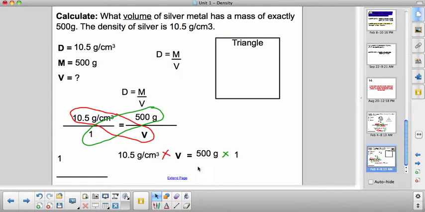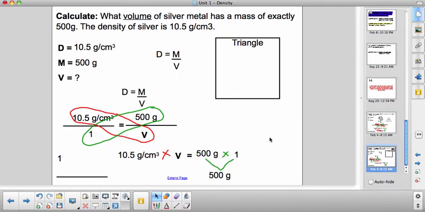So we can do some simplifying here. We know that the 500 times 1 here is just going to give us the 500 grams. I still have the 10.5 grams per cubic centimeter times the volume. If I want to solve for volume, or this V here, I need to get this volume by itself. Currently, it's being multiplied by the 10.5 grams per cubic centimeter. So what we need to do is divide both sides of these equations by 10.5 grams per cubic centimeter.